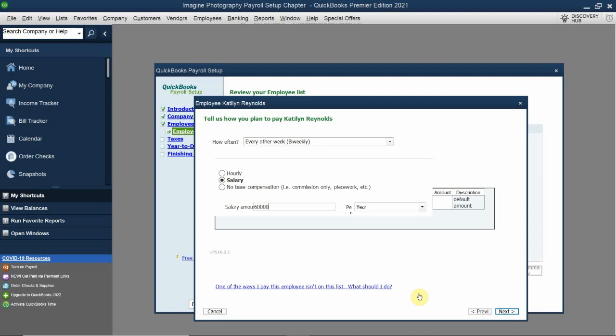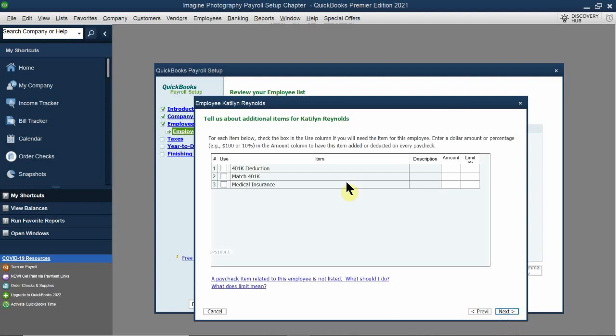So now that we have that, we can go ahead and click forward. Okay, wait. Hold on. She's going to get paid semi-monthly. Never mind. She's going to get paid every 2 weeks, or twice a month. And again, $60,000 per year. Then you can ignore this section here, and I'm going to go ahead and click next.